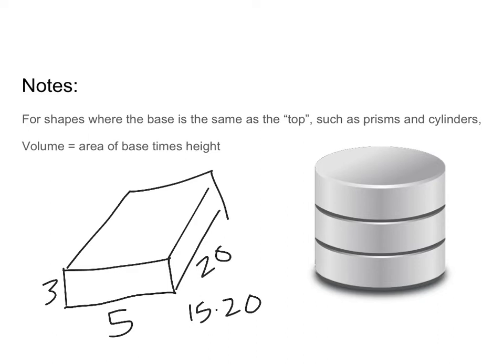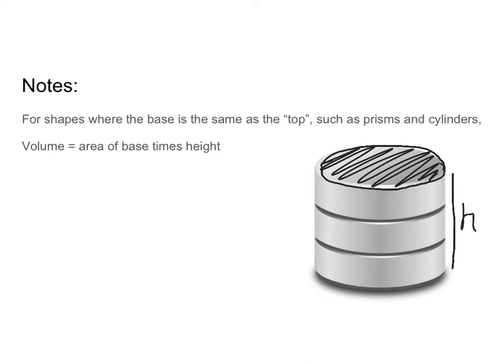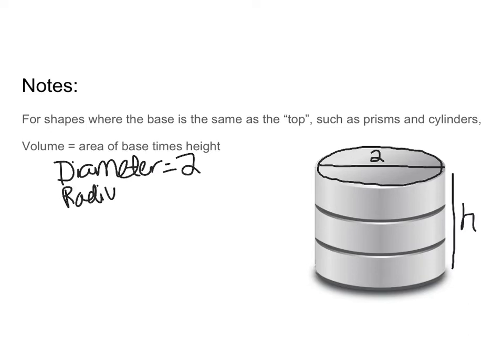So if the base is a circle instead of a rectangle, then you just need to find the area of that circle and then multiply it by the height. So let's say that this cylinder has a base with a diameter of 2. If the diameter is 2, then the radius would be 1, because halfway across would be 1.